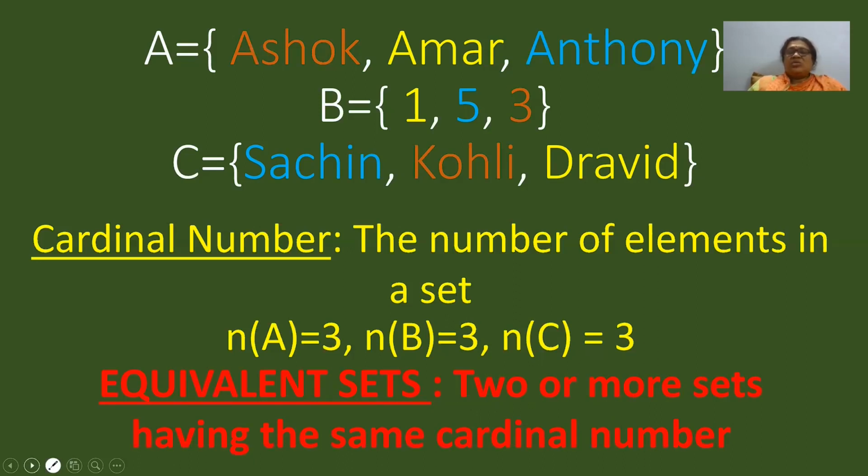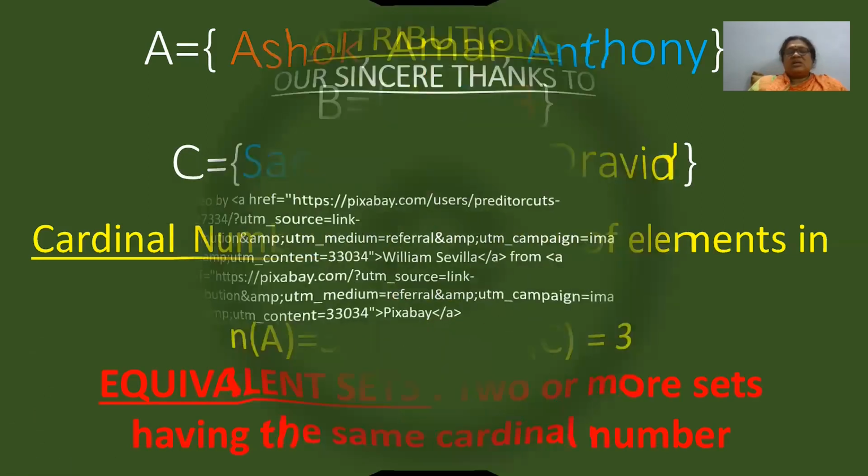Do you notice what is the difference between equal sets and equivalent sets? Yes, equal sets means the elements should be the same, but in equivalent sets, the cardinal number should be the same, whatever the elements may be. Equivalent sets are two or more sets having the same cardinal number. Therefore, you can say these are equivalent sets.